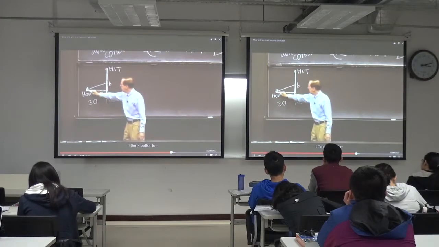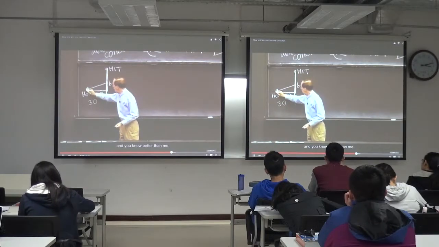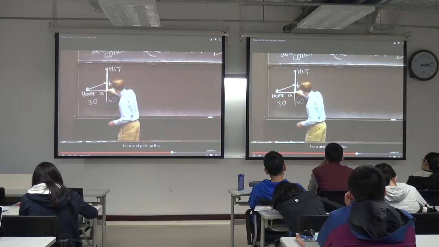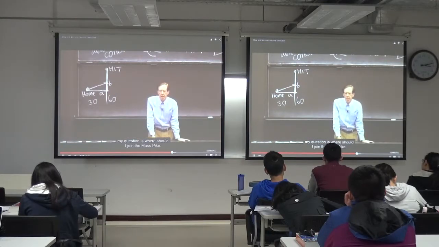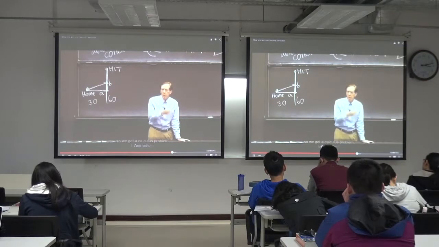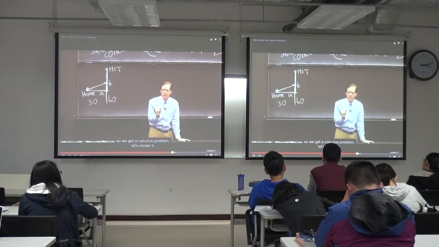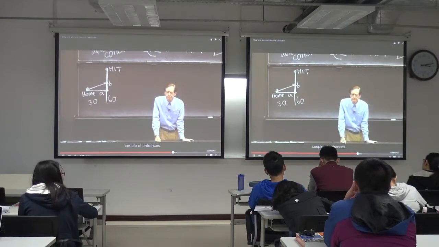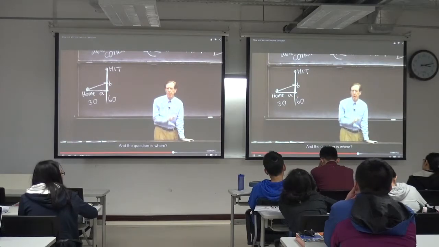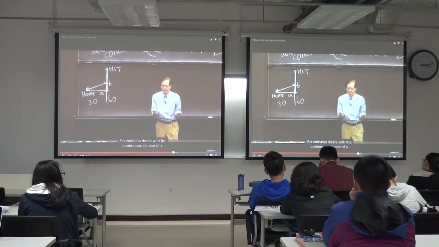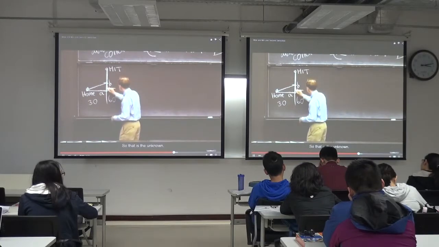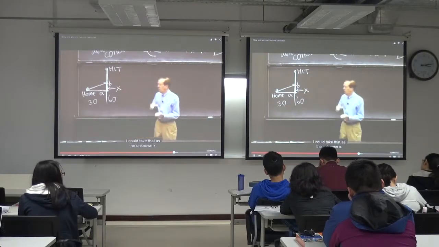I think I should probably angle over here and pick up this. My question is, where should I join the Mass Pike? And so we get a calculus problem, let's model it. Suppose that I can join it anywhere I like, not just at a couple of entrances. Anywhere. And the question is, where? So calculus deals with the continuous choice of x. So that is the unknown. I could take that as the unknown x.